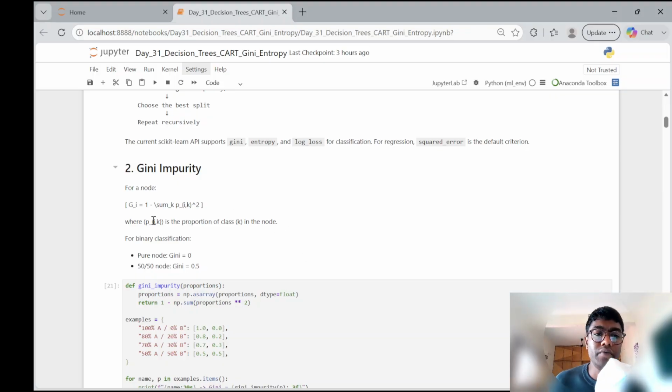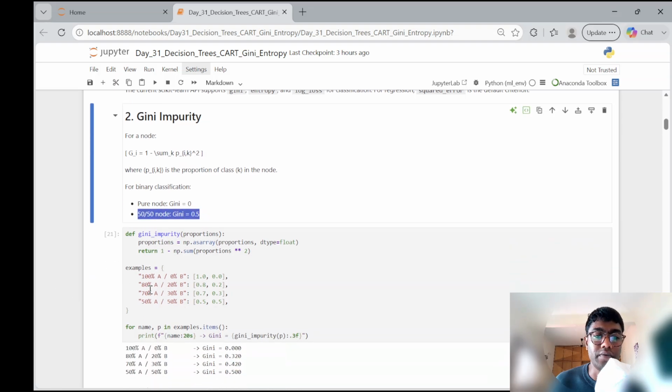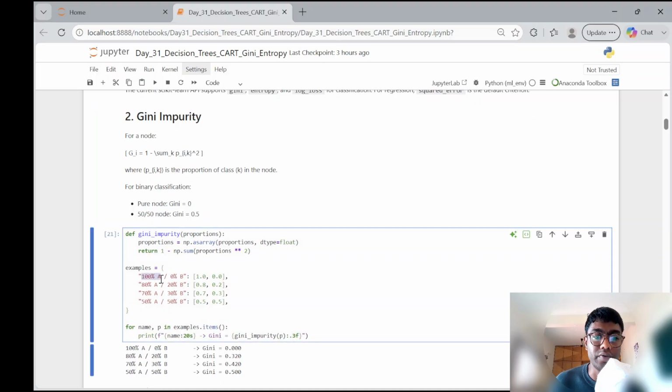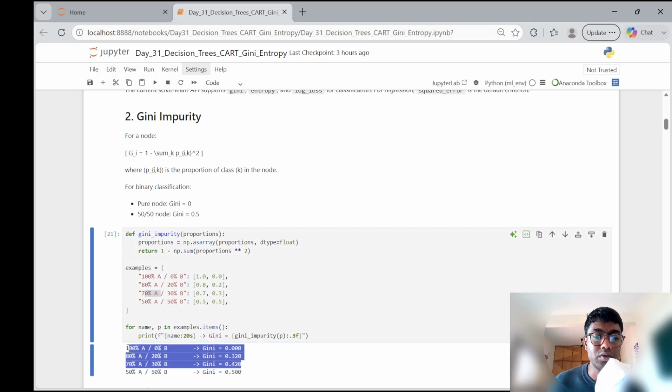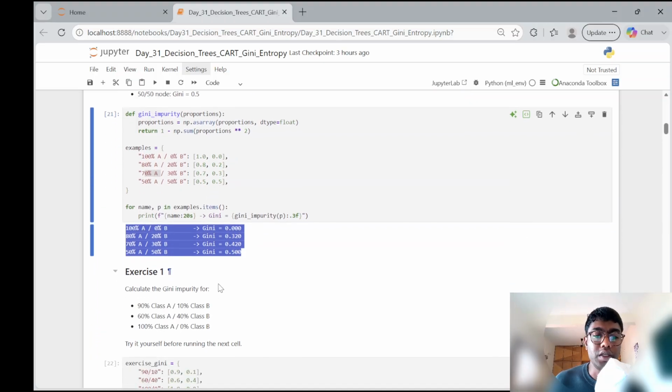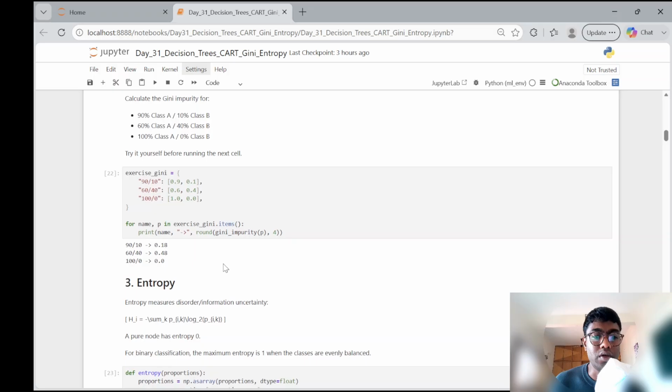So in Gini, we measure if a node is pure or not pure. That is, let's say if there are 80% or 100% of A, then we say it's a pure node. This is also a pure node. So all of these come about these values, like what we see here. Okay, so that was Gini, and it was easy to understand.